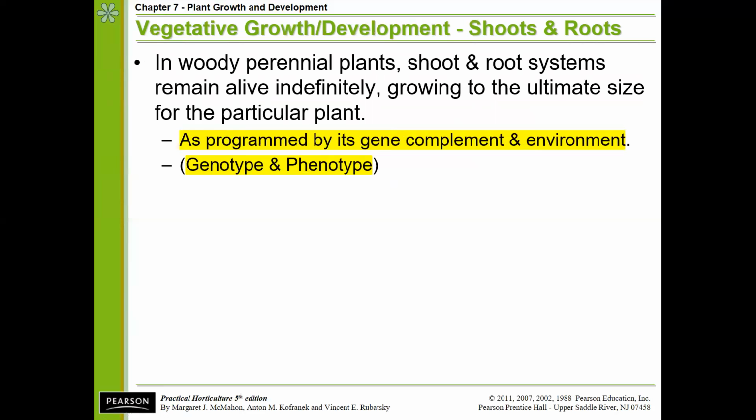We look at woody perennial plants, those shoot and root systems. They say indefinitely, but of course they do have a lifespan. But that ultimate size for the particular plant is governed by both the genetic and the environmental aspect. We'll talk about it more later on in class, the genotype and the phenotype. The genotype, we're referring to the DNA, the actual genetics of the plants. The phenotype is the environment and how the environment causes those genes to be displayed.